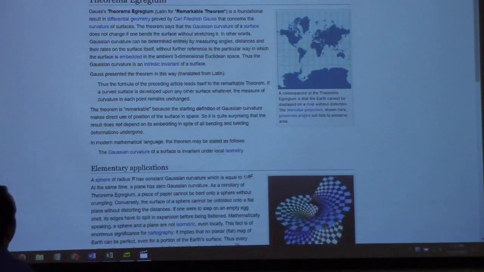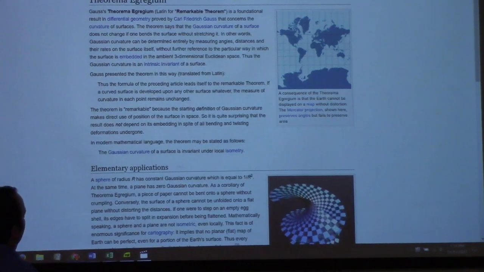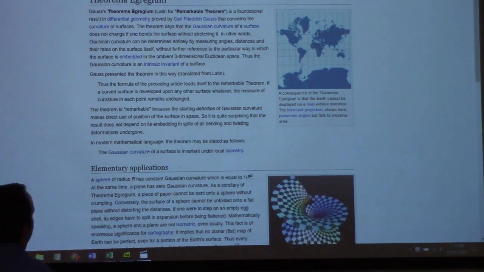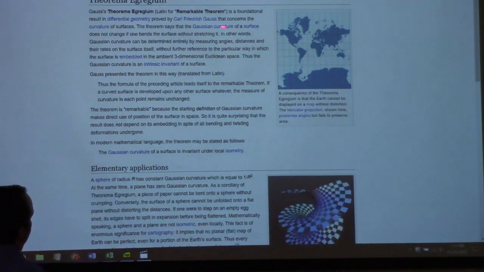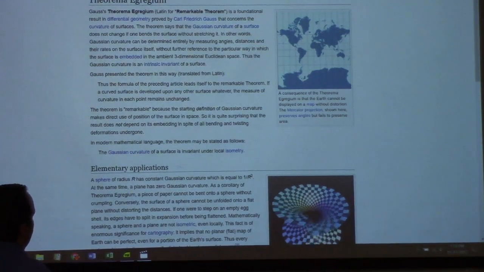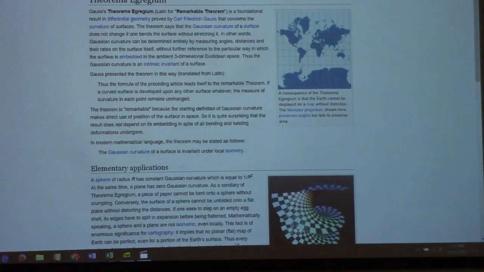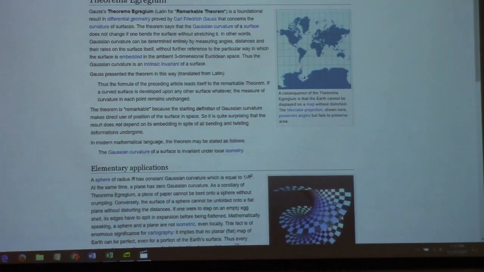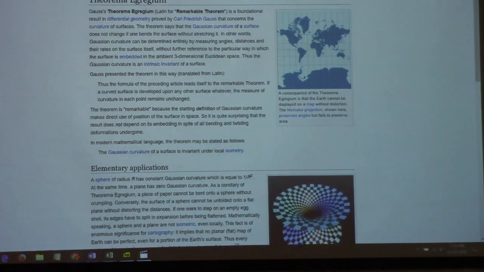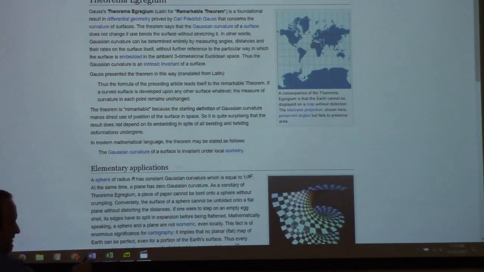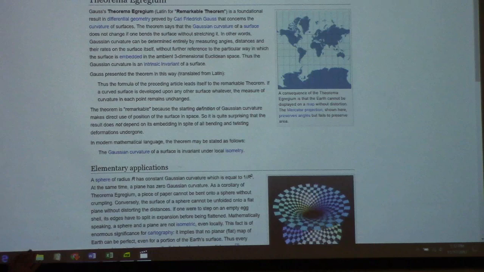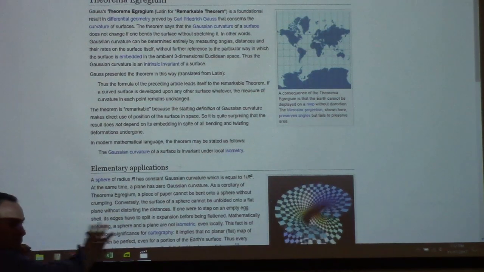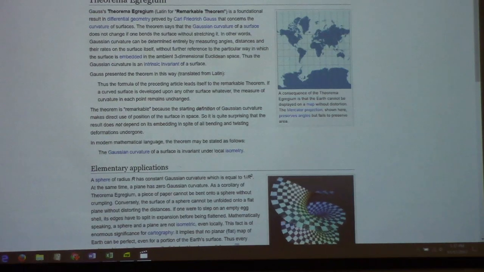So Gauss's theorem egregium, which means remarkable theorem or like totally awesome theorem, says basically that the Gaussian curvature of a surface does not change if one bends the surface without stretching it. Now, I guess it doesn't look that way in our current way of thinking, but it actually says that if you have a local isometry, then the Gaussian curvature doesn't change under one of those local isometries.